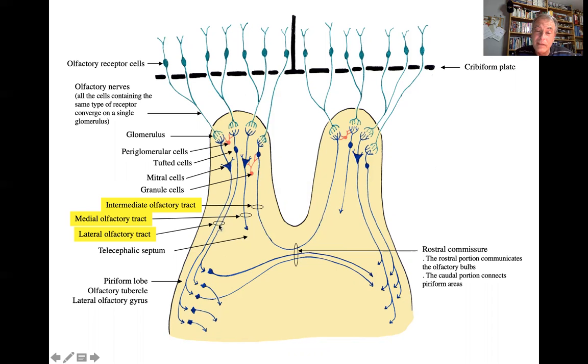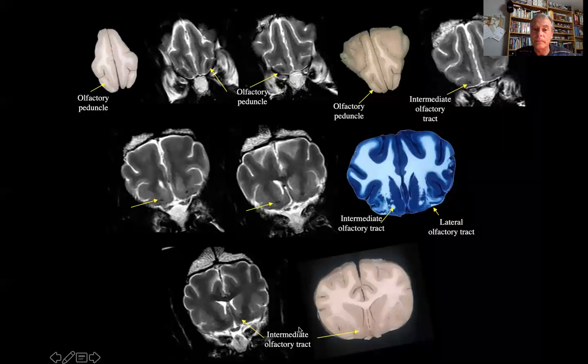Remember that this lateral olfactory tract reaches the piriform lobe. And cells from the piriform lobe are also connected with the piriform lobe of the other side, with its homologous, through the rostral commissure. So the rostral commissure has two portions. One, rostral one, that is formed by the intermediate olfactory tract, and the other one, more caudal, is formed by the fibers that connect both piriform lobes.